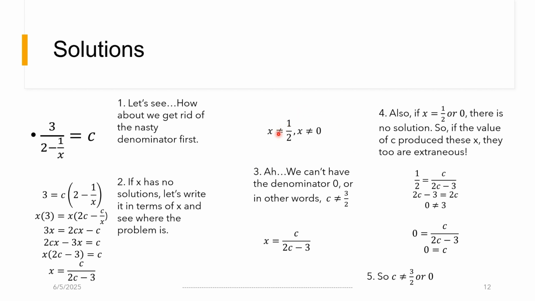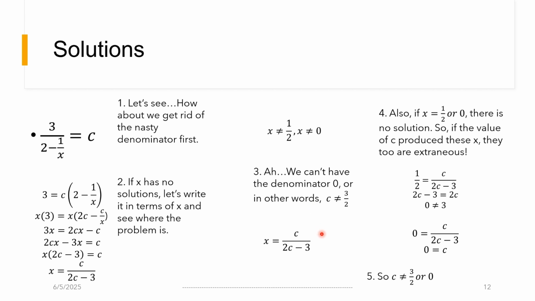And that means we can safely plug in our x. But first of all, before we do that, there's an even more obvious thing. We see that this has created a denominator for the c as well. 2c minus 3 can't equal 0. In other words, c can't equal 3 halves. So we already found one solution. We have to find all the values of c.